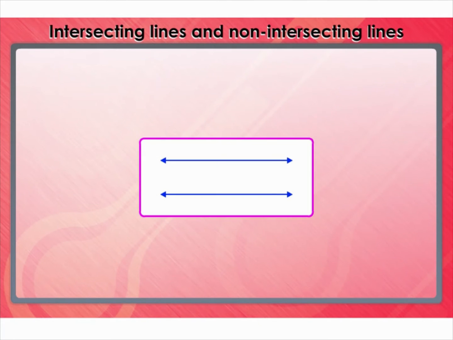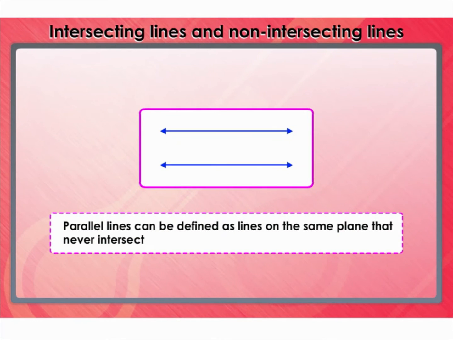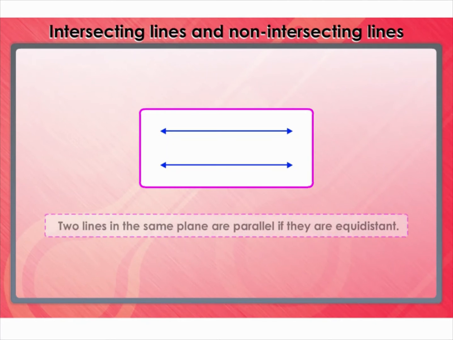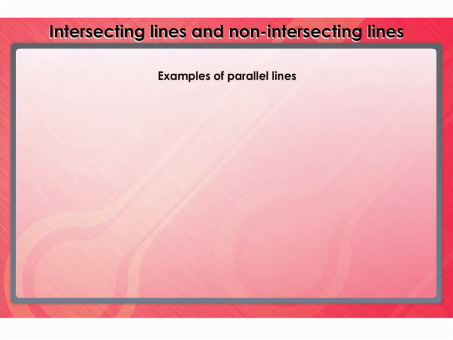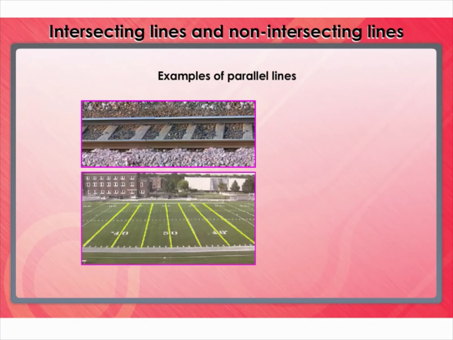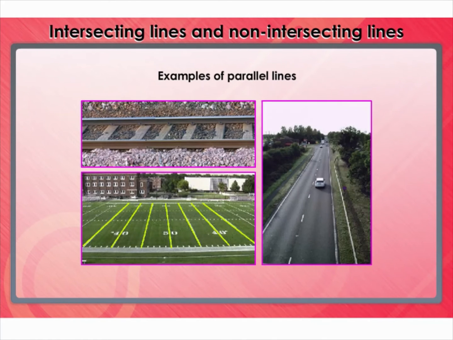Now let's look at another set of lines. These lines never meet at any point. Such lines are called parallel lines. Parallel lines can be defined as lines on the same plane that never intersect. Two lines in the same plane are parallel if they are equidistant. These are some examples of parallel lines.